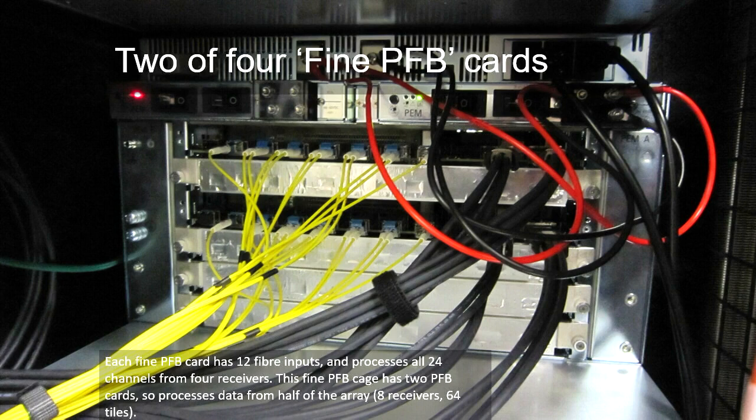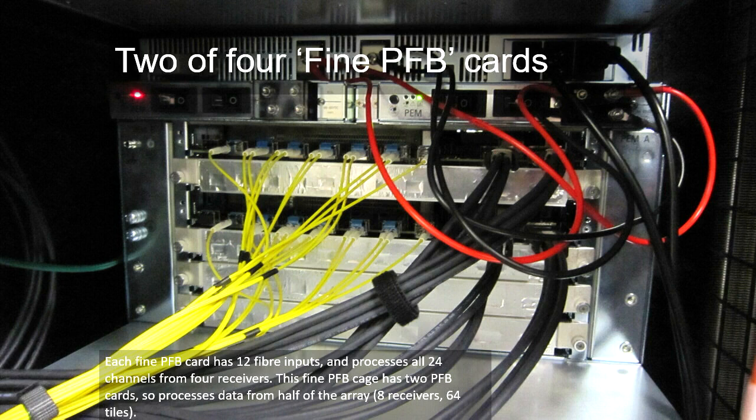So that's the FPGA rack. The yellow fibers are the ones going in. They carry 8 fibers each from the receivers. So this set of 3 fibers will be 1 receiver's worth of channels, another receiver's, and so on. Each one of these cards handles 4 receivers. There are 2 cards in this rack. There's another rack like this that handles the other 8 receivers.